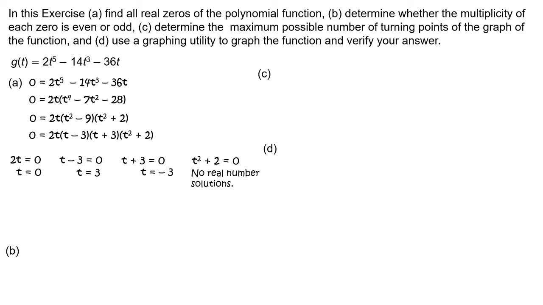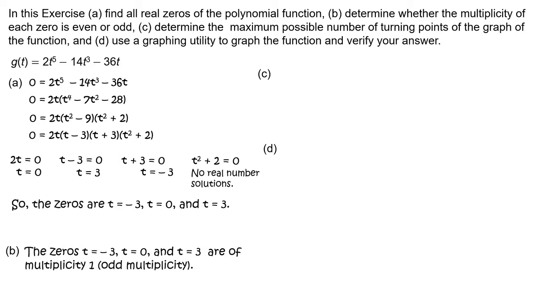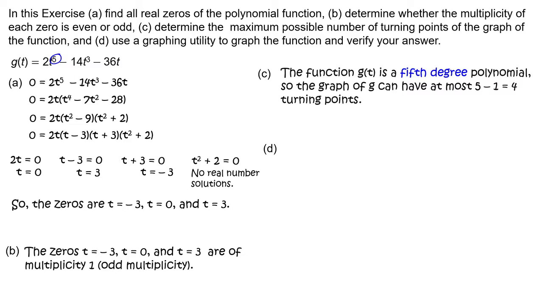Note that the equation t squared plus 2 equals 0 has no real number solutions. So the zeros are t equals negative 3, t equals 0, and t equals 3. Part B. The zeros t equals negative 3, t equals 0, and t equals 3 are of multiplicity 1, or odd multiplicity.